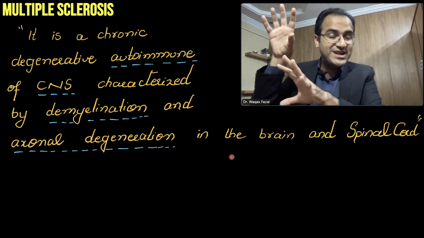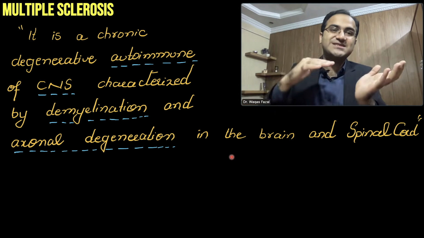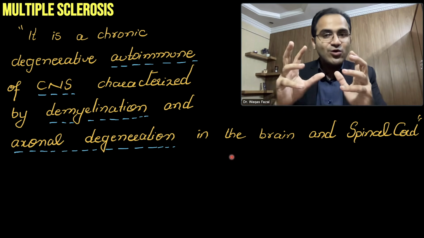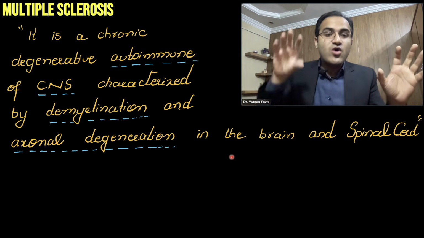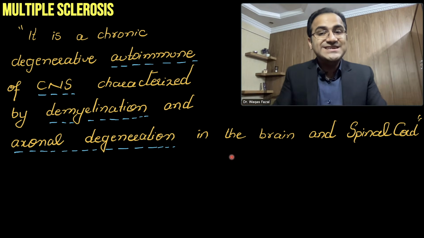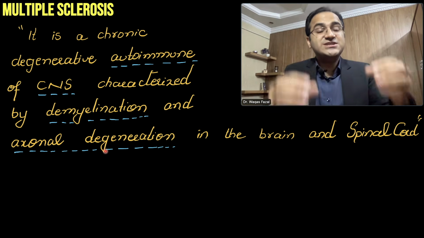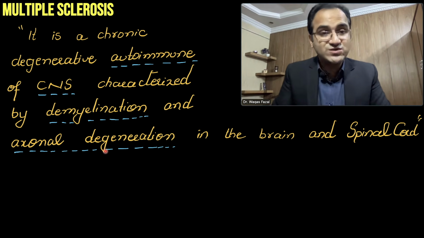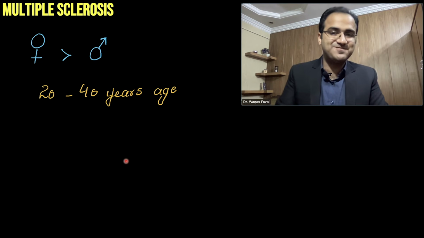So the brain and spinal cord will be damaged, and all the signs and symptoms will be of upper motor neuron lesions. So it's an autoimmune disorder where the immune system is causing demyelination, destruction of the myelin sheath, and axonal degeneration, destruction of the axons of neurons, that results in the damage to the CNS in multiple sclerosis.